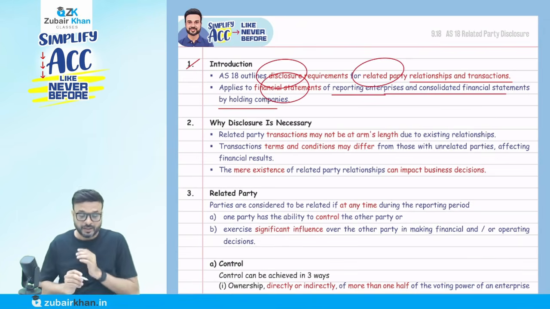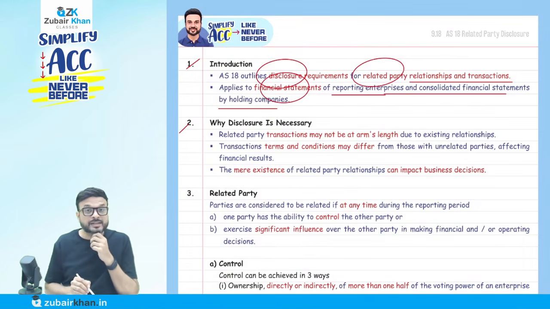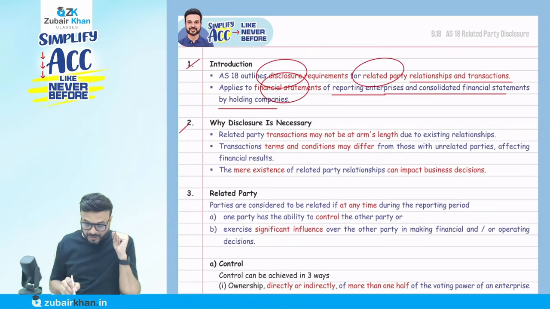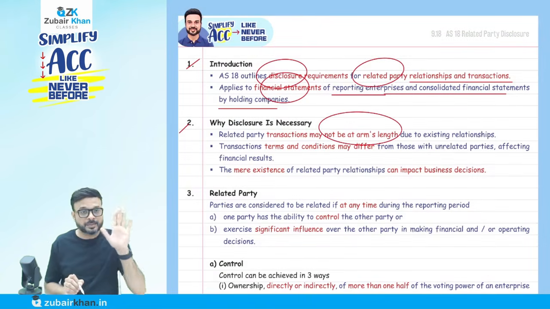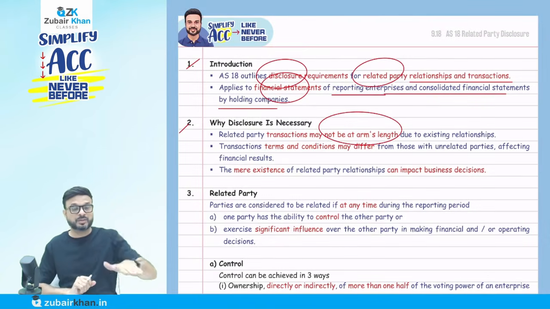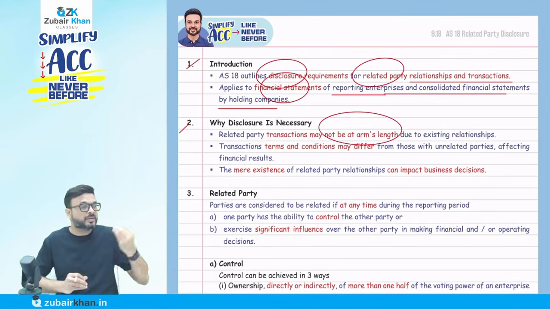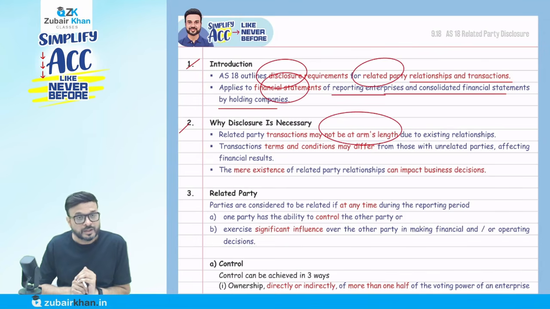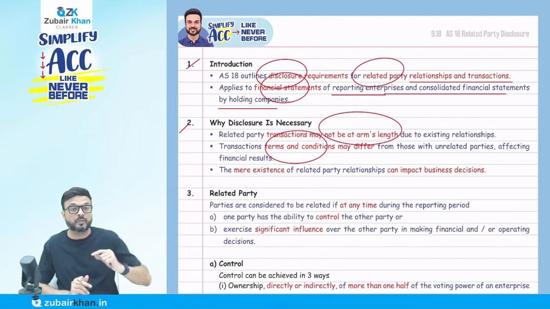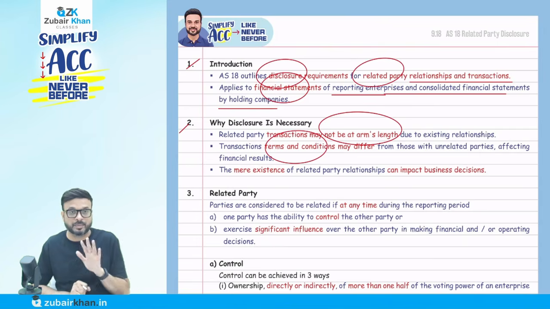Okay. Now, why is disclosure necessary? Related party transactions may not be at arm's length. Arm's length means fair value. The transaction should be with the party at the market price, the price that we are charging to others as well. So we have to disclose that. Transaction terms and conditions may differ. It might happen when we are doing a transaction with a related party that the transaction is not on the same terms and conditions that we offer to other entities.